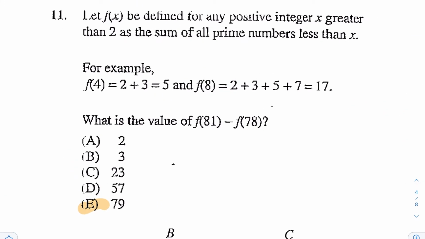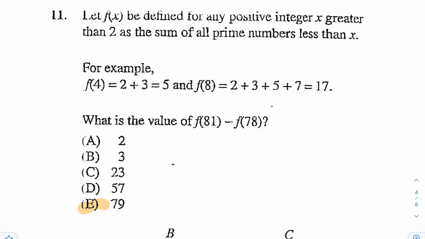For number 11, let f of x be defined for any positive integer x greater than 2 as the sum of all the prime numbers less than x. For example, f of 4 is equal to 2 plus 3, which is equal to 5. And f of 8 is equal to 2 plus 3 plus 5 plus 7, which is equal to 17. What is the value of f of 81 minus f of 78?